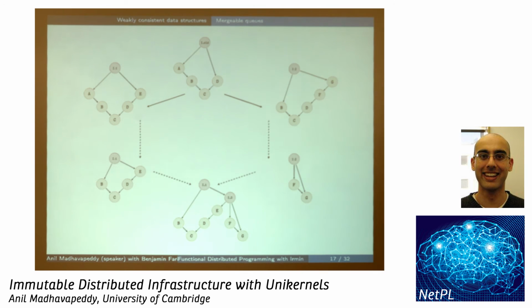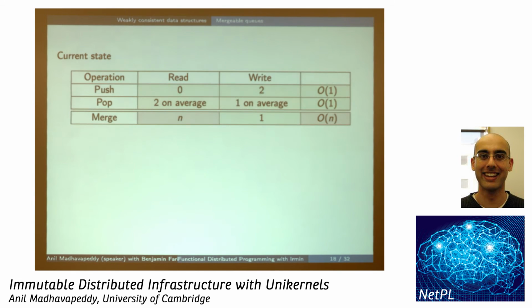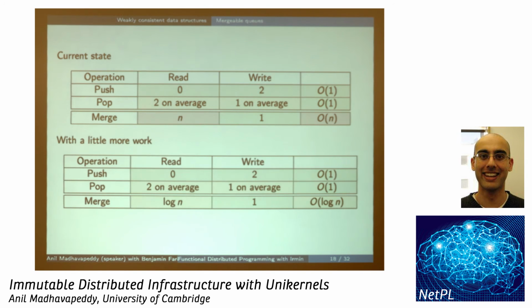So the purely functional queue, without looking at the OCaml code, simply defines the semantics for this as well. And the good thing about this is that the complexity of these data structures is actually very, very reasonable. So normally with a queue, you push, pop, and merge, and we understand the complexities.